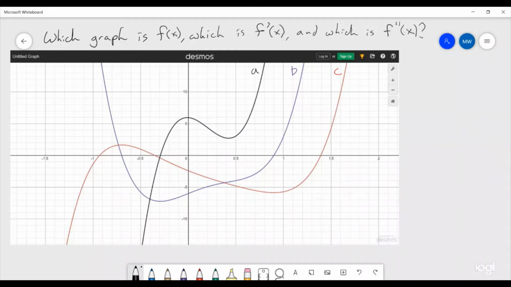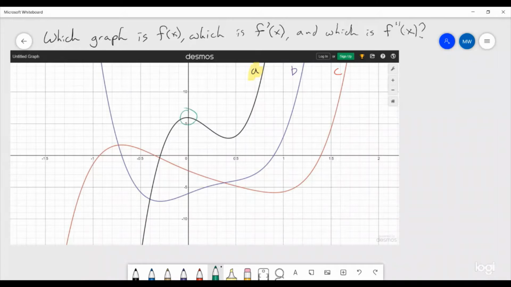The way I would start is I would just pick one of the graphs. In this case, we're going to be starting with graph A, which is this black curve right there. And we're going to try and figure out, are there any hints that can tell us if B or C is its derivative? Well, let's look for some key pieces of information.